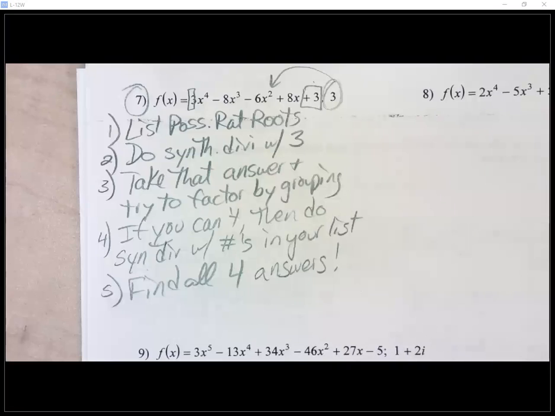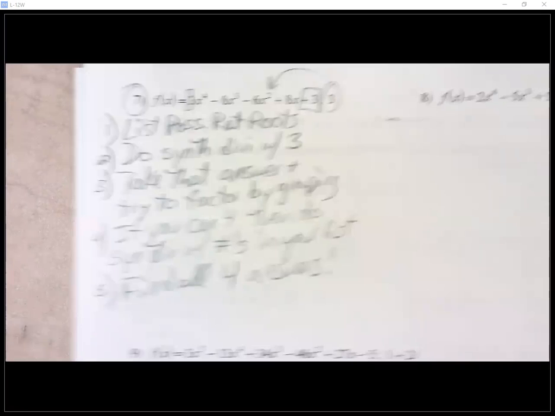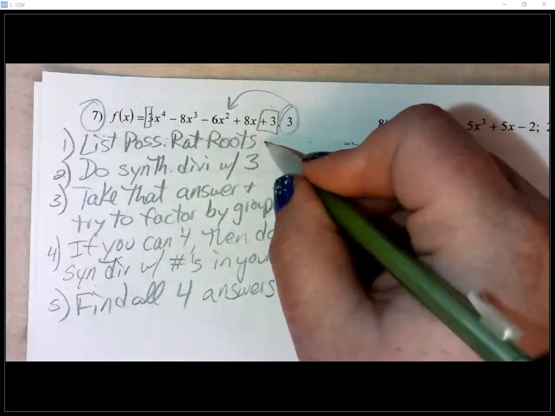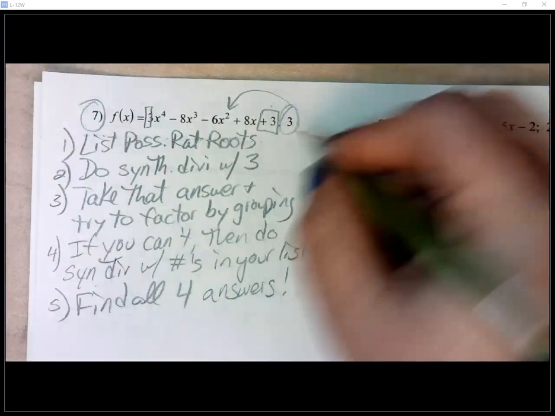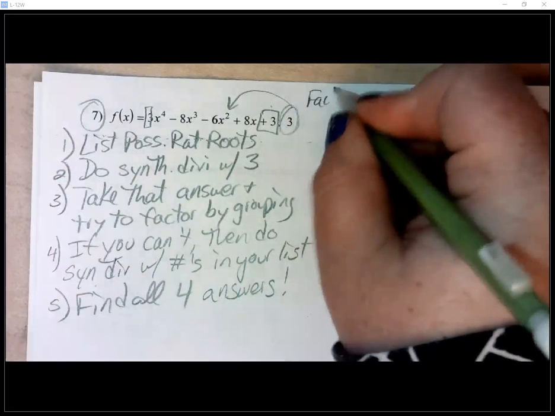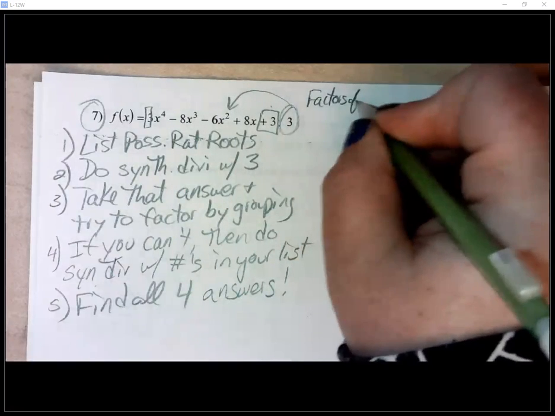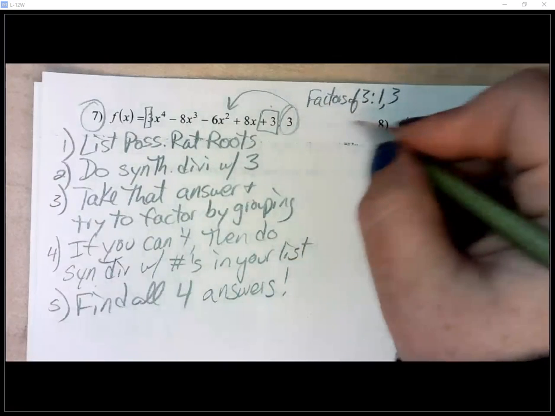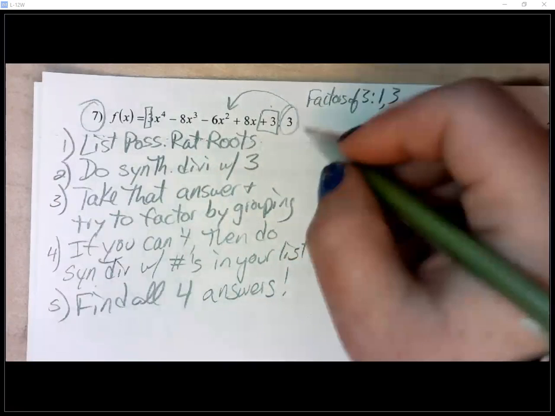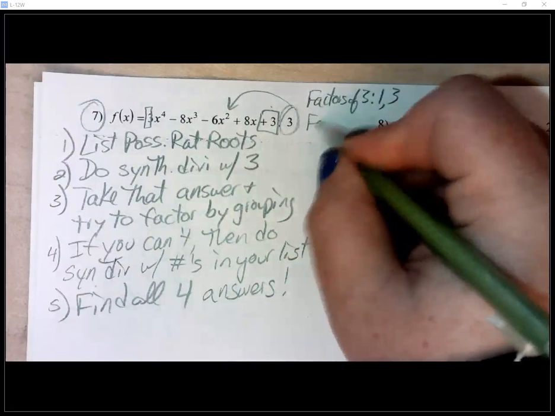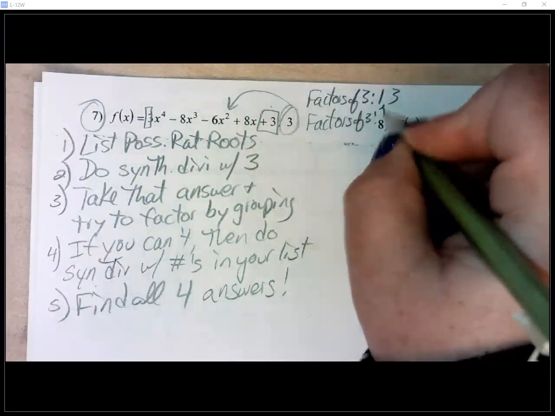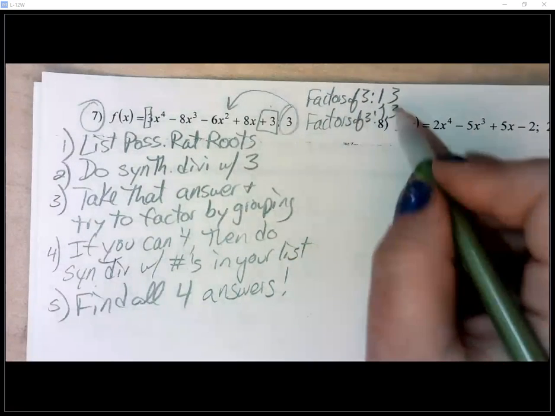So let's just do number 1 together. The factors of 3 are 1 and 3, right? So here, I'll do it up here. Factors of 3, 1 and 3. And then it just so happens that your leading coefficient is also 3. So factors of 3 again, 1 and 3. So that means my list is 1 and 3 divided by 1.